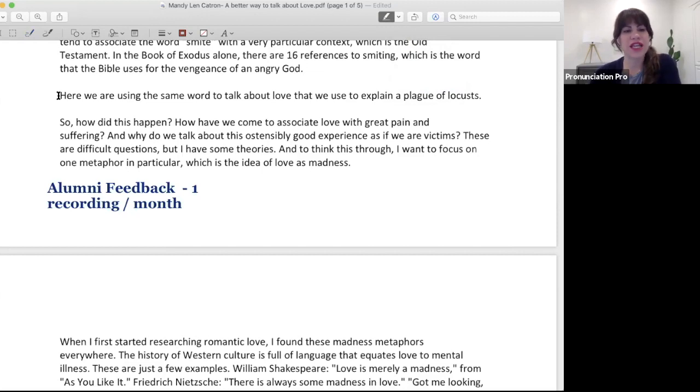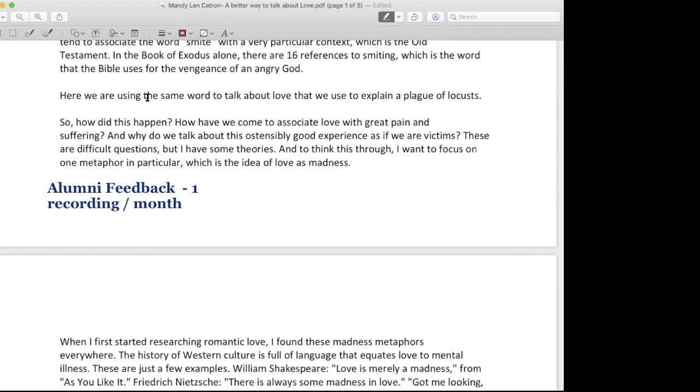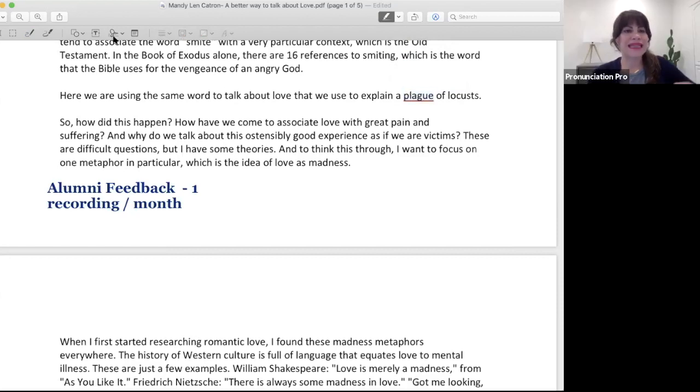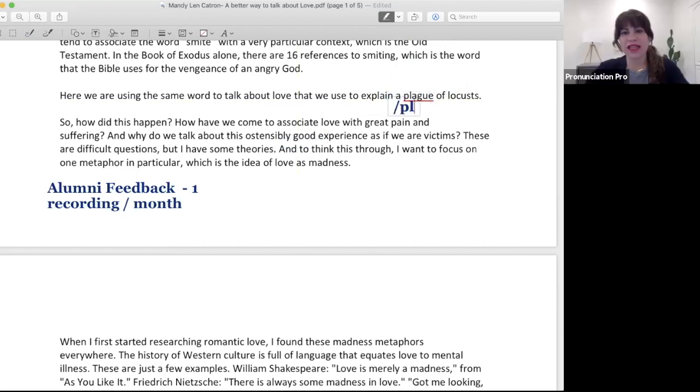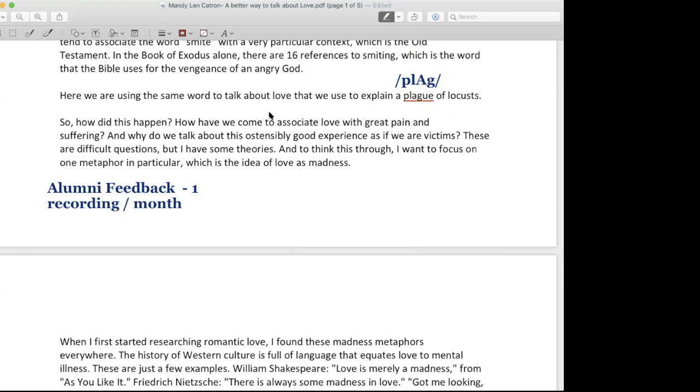Start here where it says, "Here we are using the same word to talk about love that we use to explain a plague of locusts." Here, this word is going to be plague. It's kind of like leg with a P at the beginning. Plague. Long A. Plague of locusts. Okay, plague of locusts.